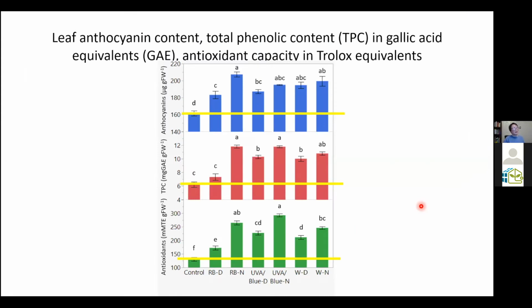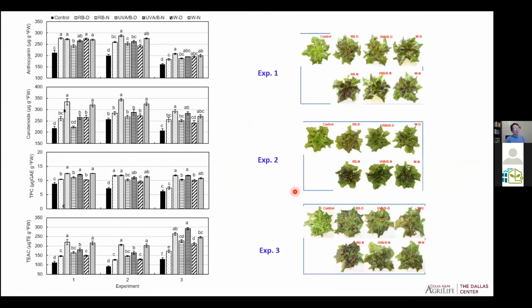Now, if we look at the data, here is the anthocyanin, total phenolic compounds, and the antioxidant capacity. As you can see, compared to the control, the supplemental lighting treatment for 3 days enhanced the nutritional quality. And here I pull all the results together for the 3 experiments.